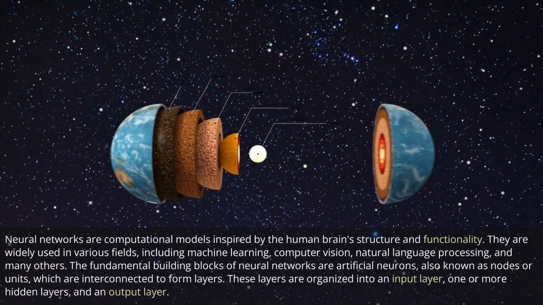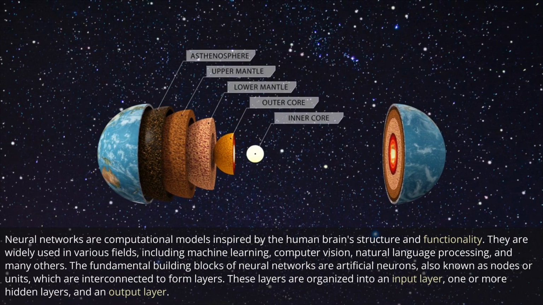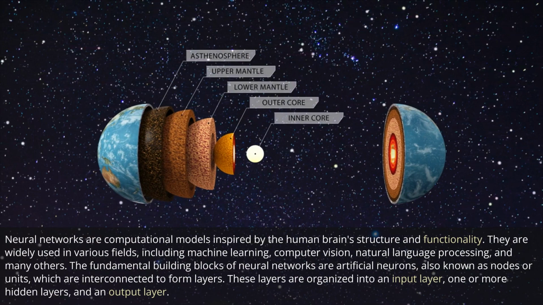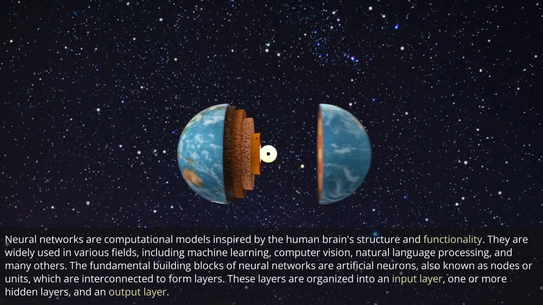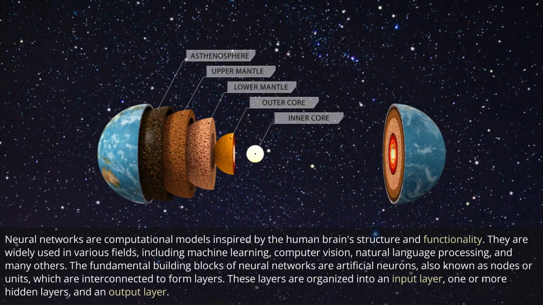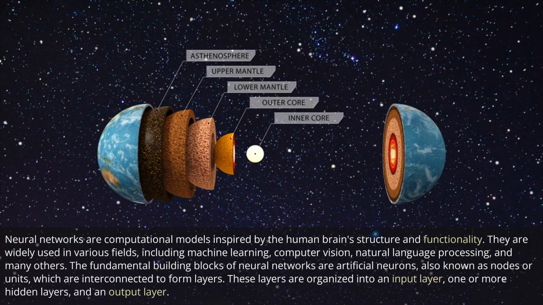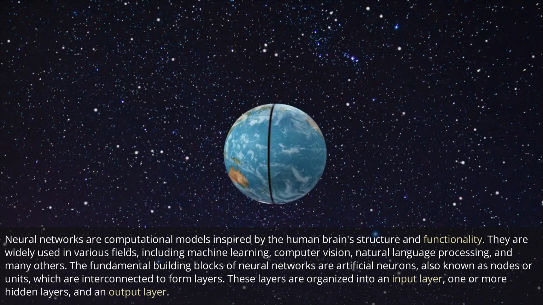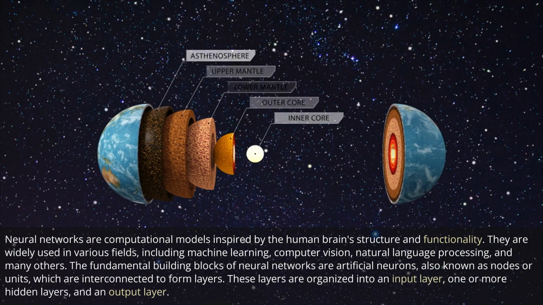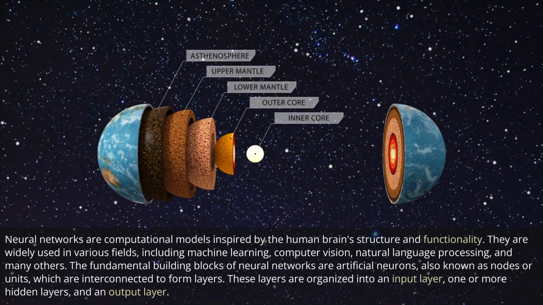Neural networks are computational models inspired by the human brain's structure and functionality. They are widely used in various fields, including machine learning, computer vision, natural language processing, and many others. The fundamental building blocks of neural networks are artificial neurons, also known as nodes or units, which are interconnected to form layers. These layers are organized into an input layer, one or more hidden layers, and an output layer.